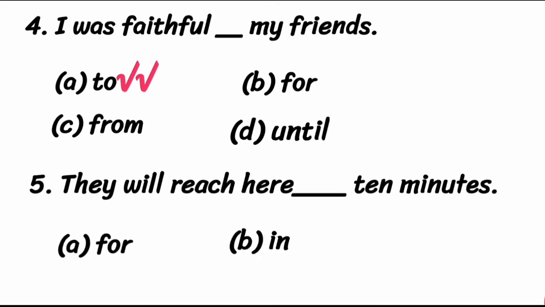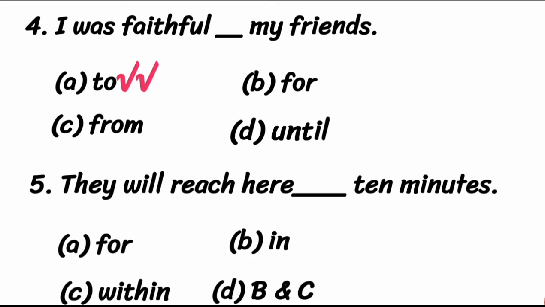Fifth is, they will reach here dash 10 minutes. Option A is for, option B is in, option C is within, option D is B and C. So reach is a verb which usually takes the preposition in and within as well. But it sometimes depends upon the context. Within is used when you are expecting someone to reach before a given time, but we will use in with reach if someone is coming at the right time or at the fixed time.